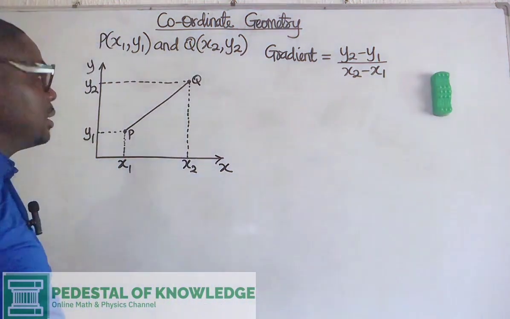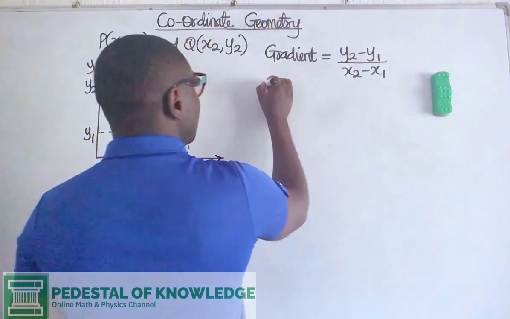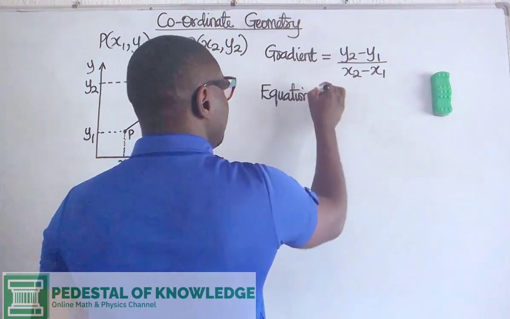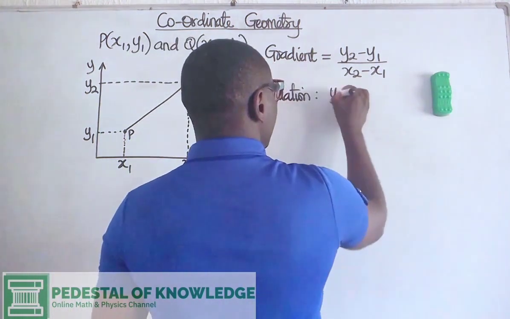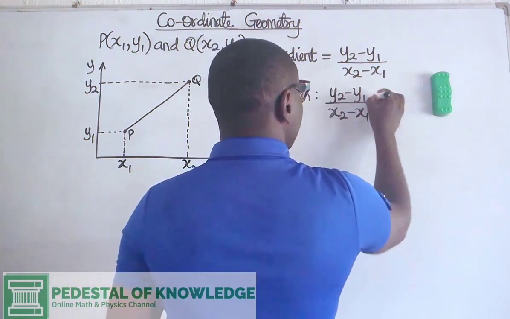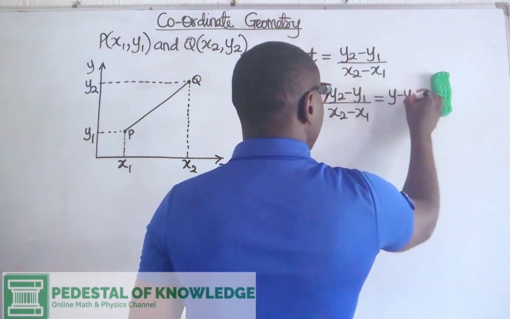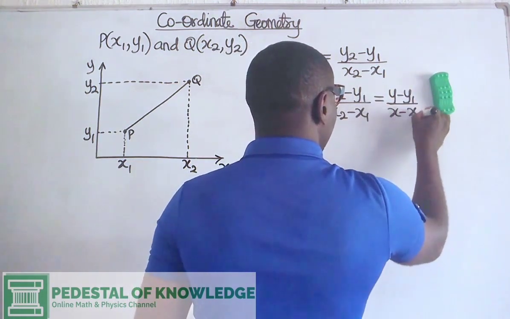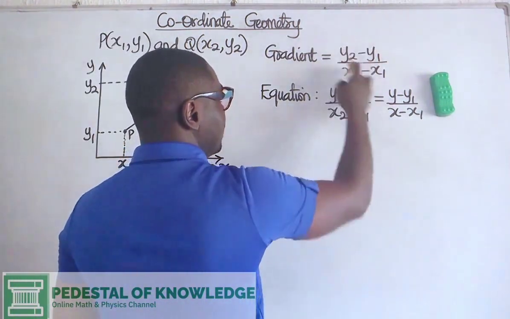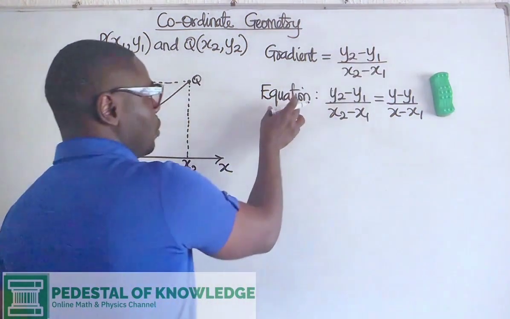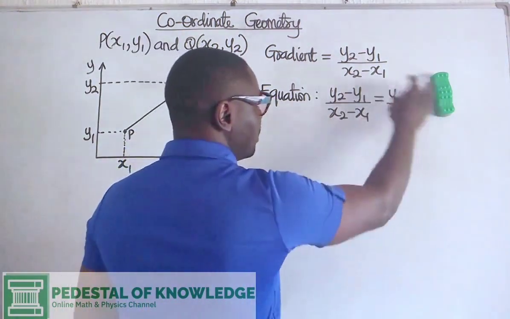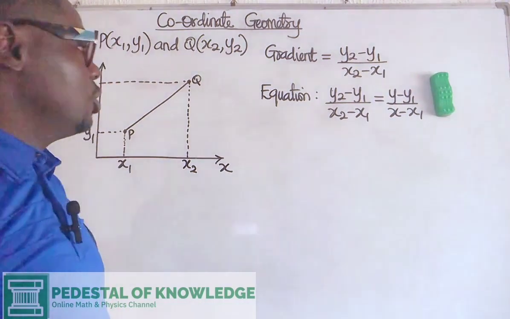Now, the next we're going to look at is the equation of a line. The equation of a line connecting the 2 points P and Q is given by y2 minus y1 over x2 minus x1 is equal to y minus y1 over x minus x1. All right. Now remember that y2 minus y1 over x2 minus x1 is the gradient of the line. So the equation of the line connecting the 2 points is obtained by equating the gradient to this very parameter. Then whatever you get there is the equation of the line.